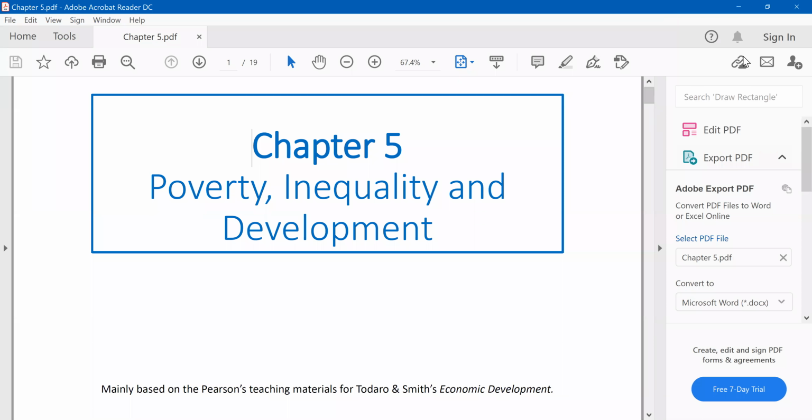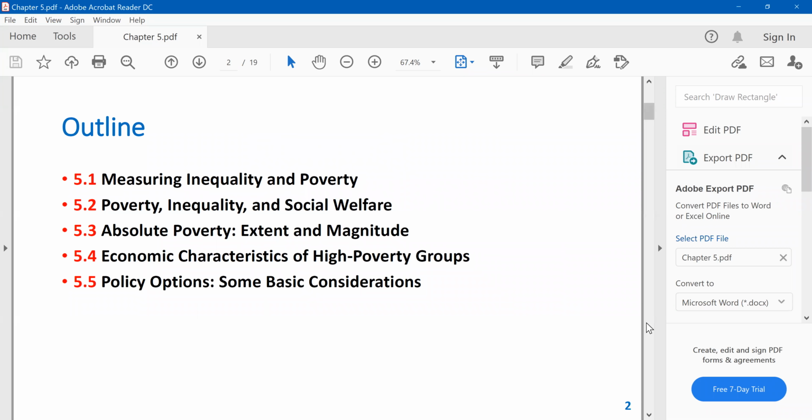So again, this is chapter 5 from your textbook. You must read that chapter, if you haven't already. We're going to talk about 5 particular things. One is measurement. Then we talk about social welfare, how poverty and inequality affect social welfare. Then specifically, we're going to look at the issue of absolute poverty.